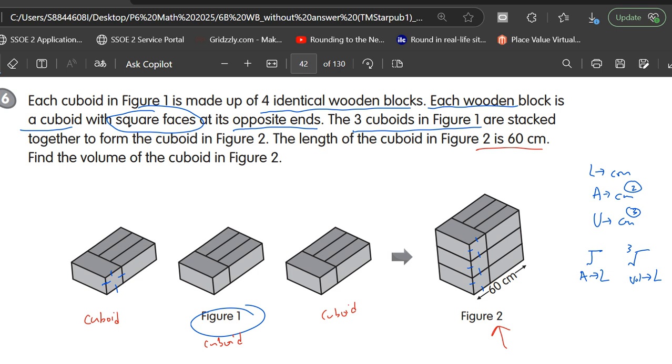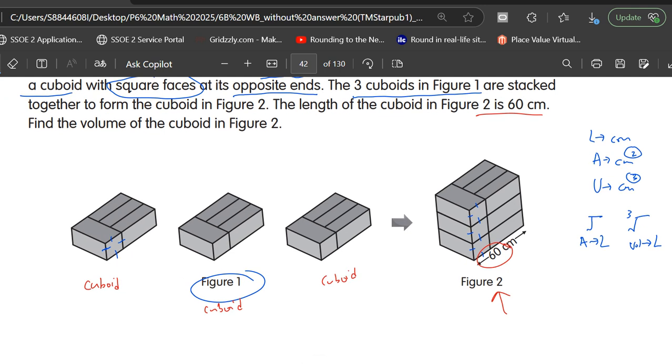Very good. How do you know? Thank you very much. Kashi has the answer. So I was pointing out to you that, hey guys, the biggest part is the square face. How did he get 60? He says 4 units is 60 centimeters. How is that possible?